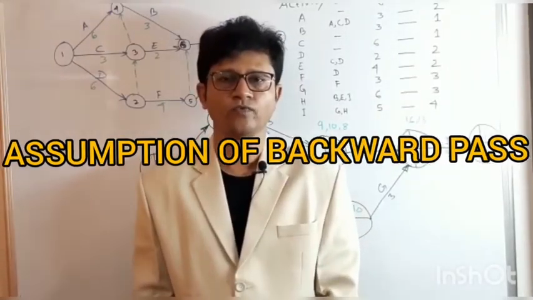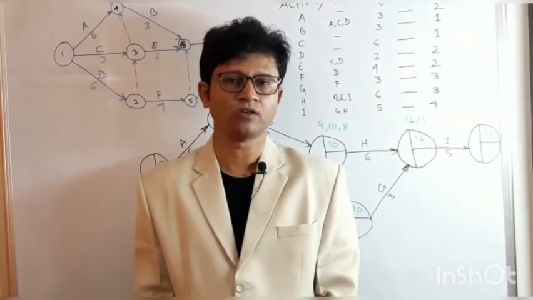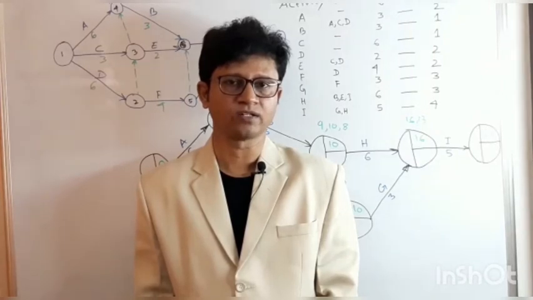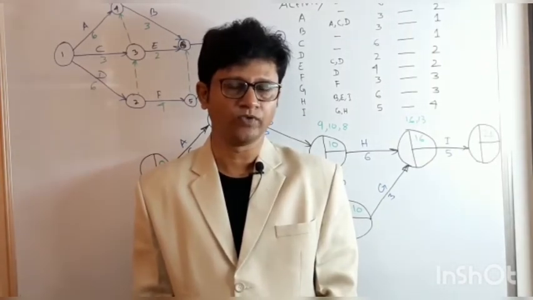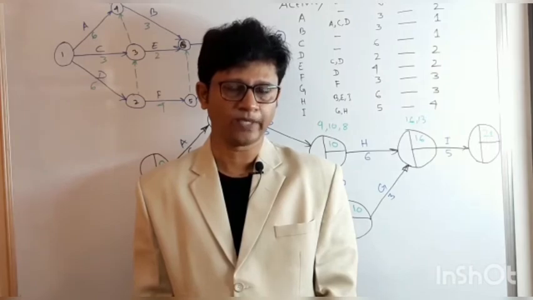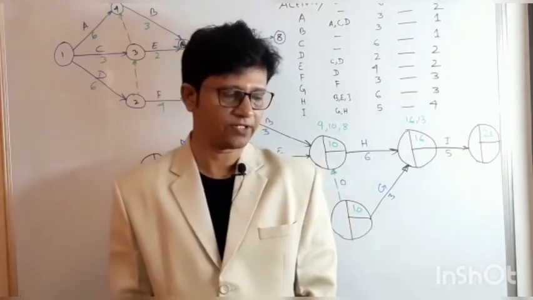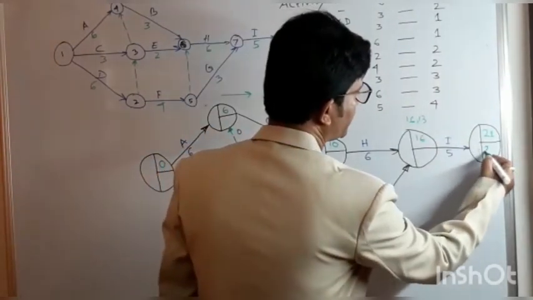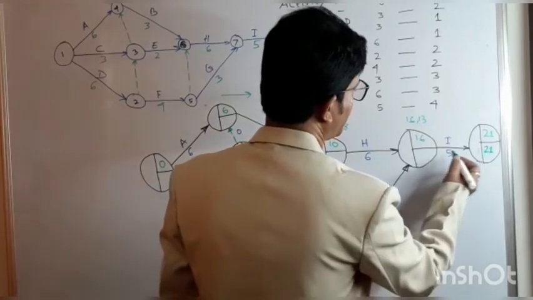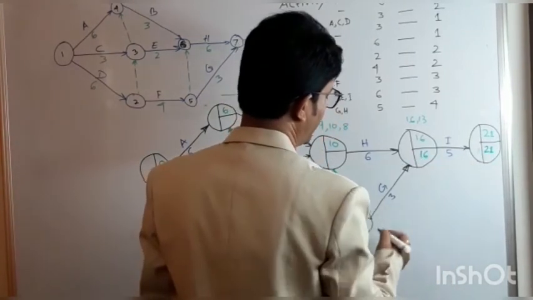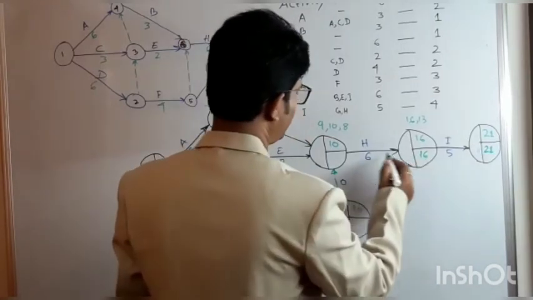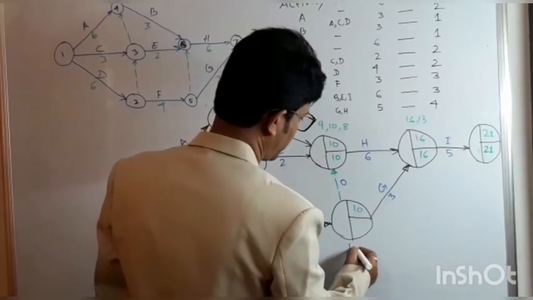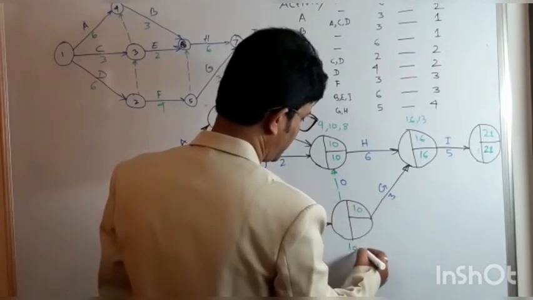For the backward pass, we have to start from the last late event of the activity, and we have to move backward and subtract the duration, and the minimum will be the backward pass. The backward pass moves from the right to the left. So here the last late event is 21. So we take 21, and 21 minus 5, this is 16. Then 16 minus 6, this is 10. And this is 16 minus 3, that is 13.